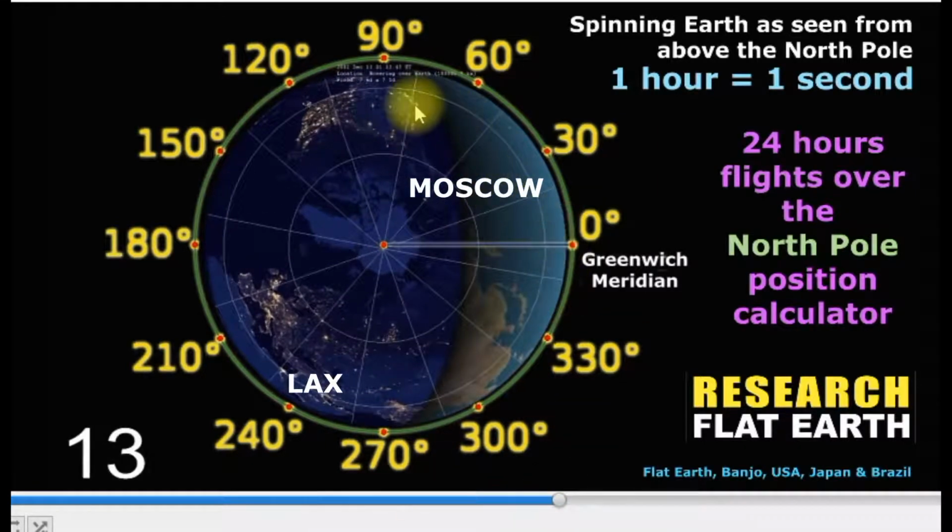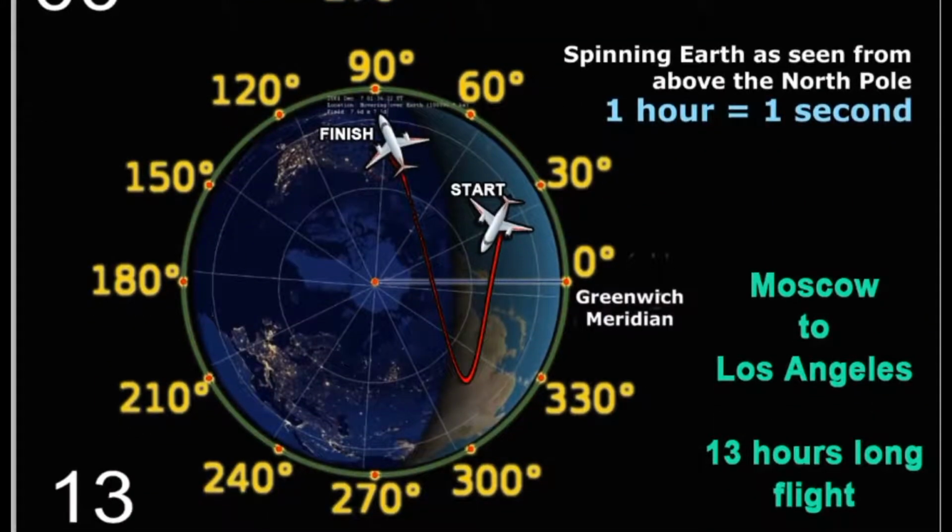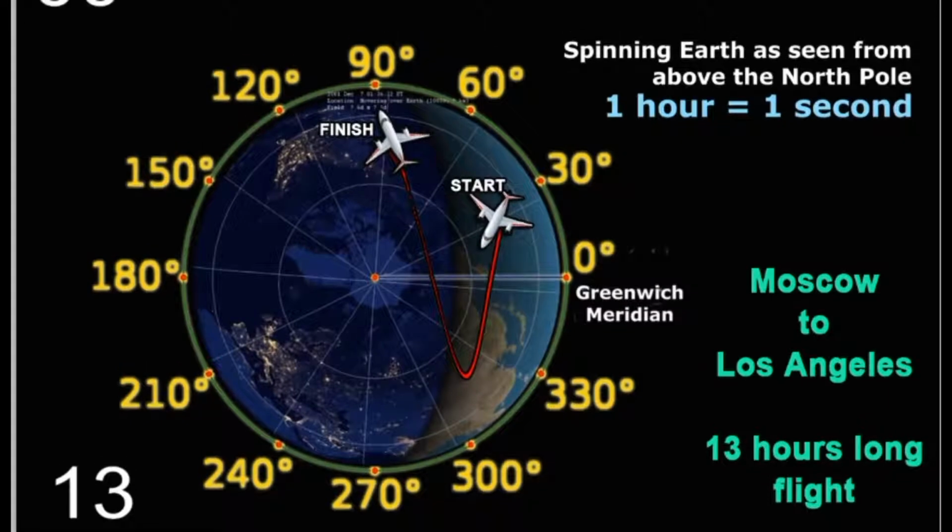Los Angeles right here. So looking at the flight route, this is what happened right here. The plane was going towards Los Angeles, which was right here, ended up right there. This is the final flight route of this airplane.